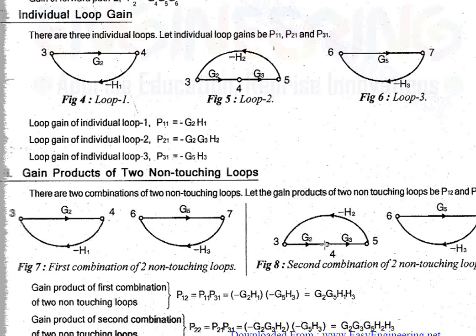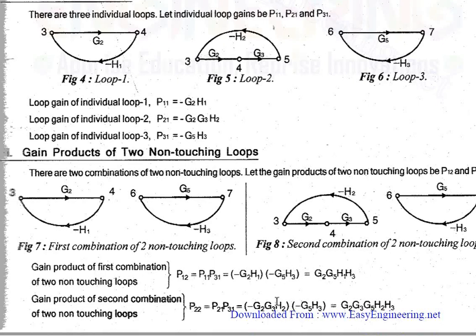For the non-touching loops, the gain is P22 is equal to individual loop gain of P21 into P31, which is equal to the product of the first loop gain, minus H2 G2 G3, and the product of the second loop gain, minus H3 into G5, by multiplying G2 G3 G5 into H2 H3.